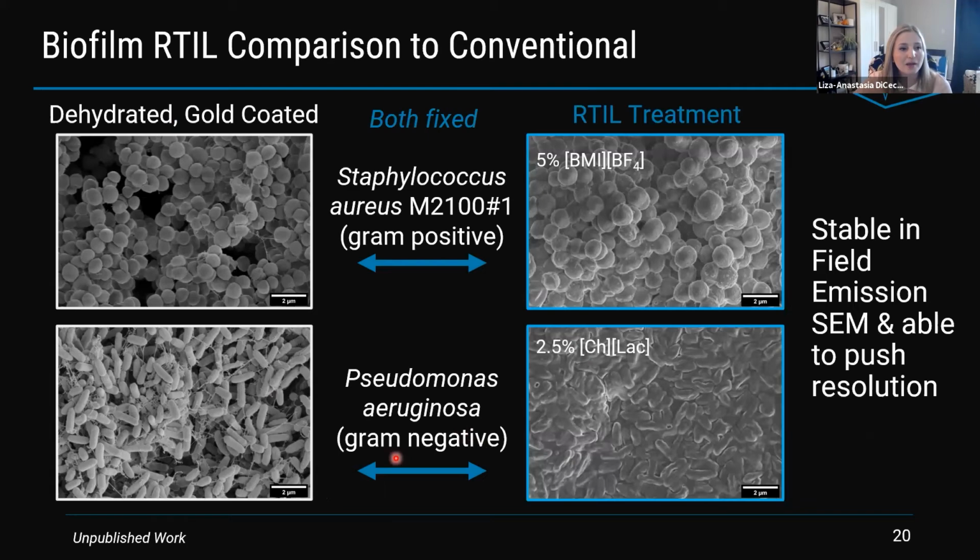But this is just a snippet. In comparison, we're looking at staph and Pseudomonas, which are two really common clinically relevant biofilms. Here in the dehydrated, conventionally prepared gold-coated structures, you see fibrous structures that are kind of disconnected, with little things here and there and holes. Whereas in the RTIL treated structures, especially with the Pseudomonas, the structure is completely different. It's very, very compact.